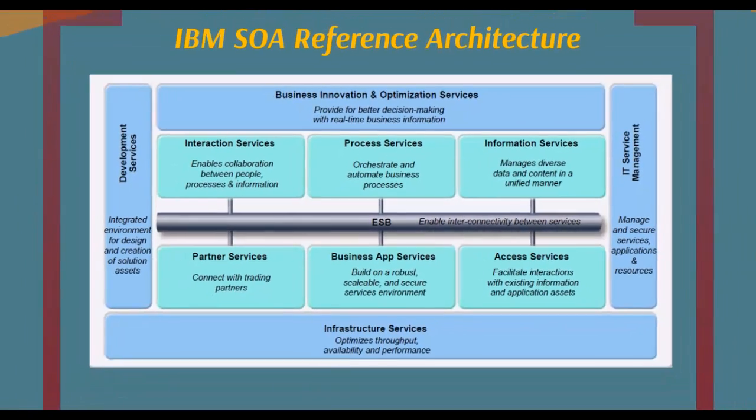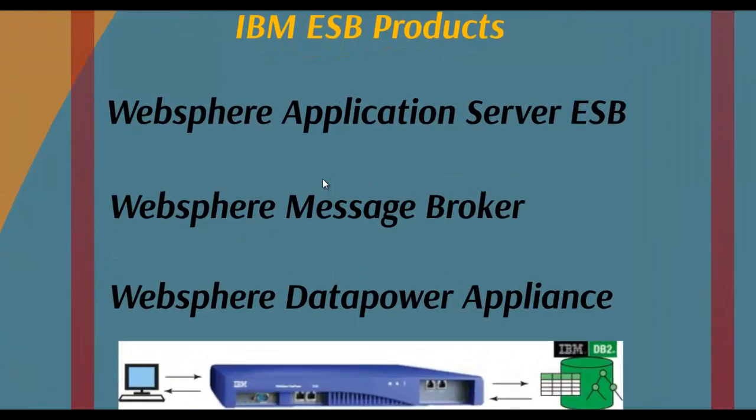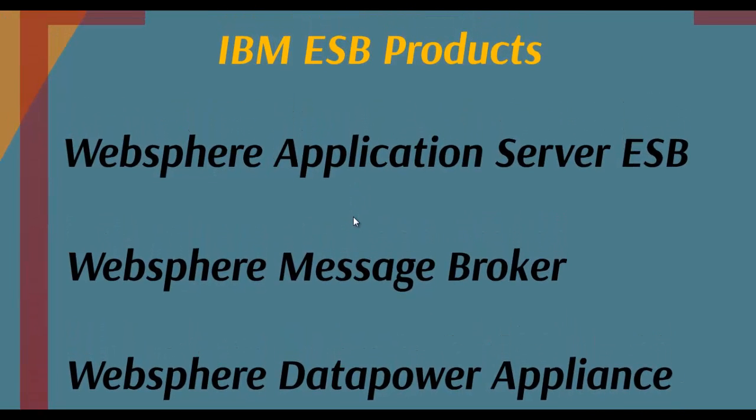So let us move forward and see the IBM ESB products. If you look at the ESB product family, IBM provides several ESB products, and the first one is the WebSphere Application Server ESB. That ESB comes with the WAS server, WebSphere Application Server. Then there is another ESB product, which is WebSphere Message Broker, popularly known as WMB, and then there is the WebSphere DataPower Appliance.